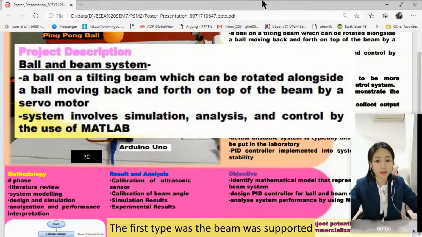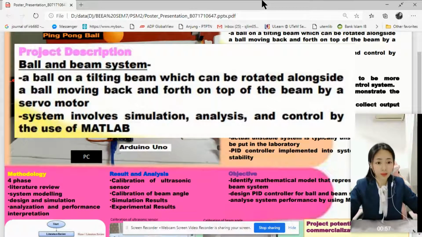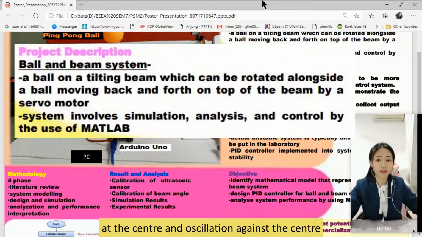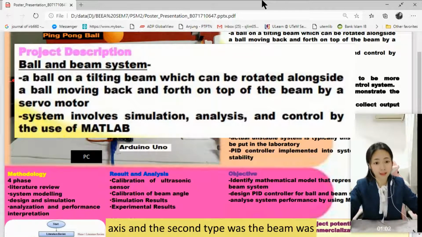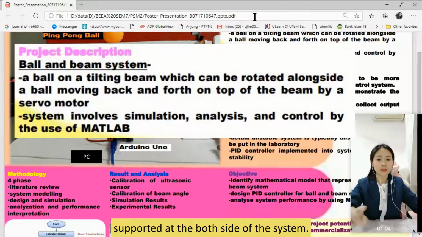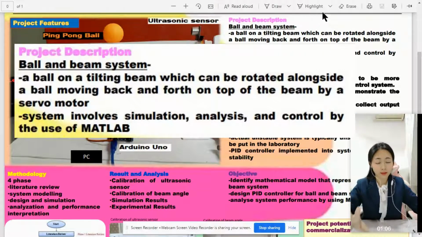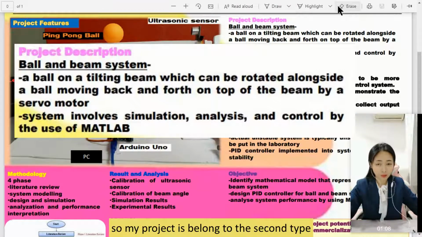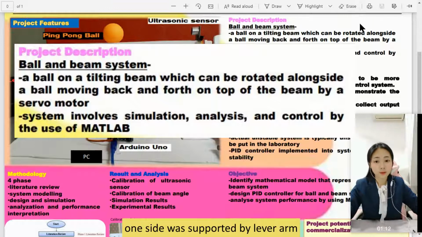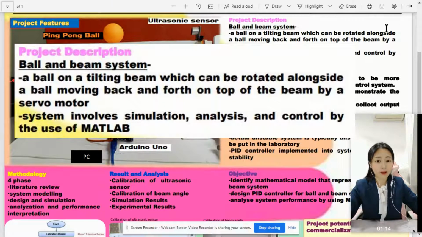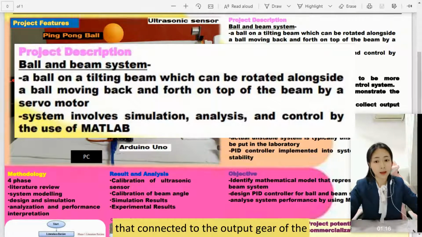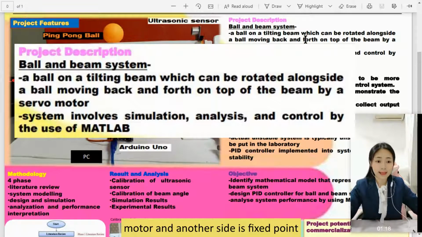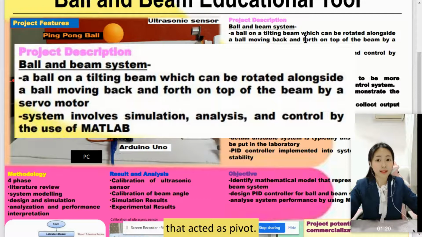The first type is where the beam is supported at the center and oscillates about the central axis, and the second type is where the beam is supported at both sides of the system. My project belongs to the second type. One side is supported by a lever arm connected to the output gear of the motor, and the other side is a fixed point that acts as a pivot.